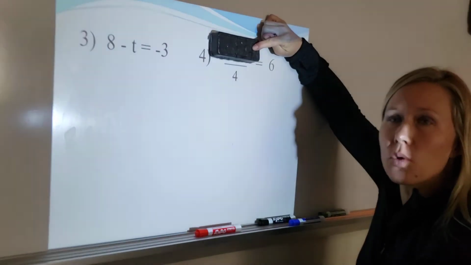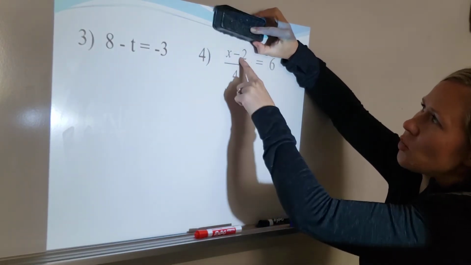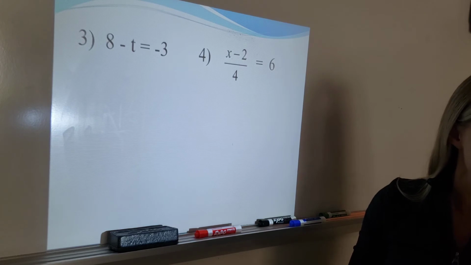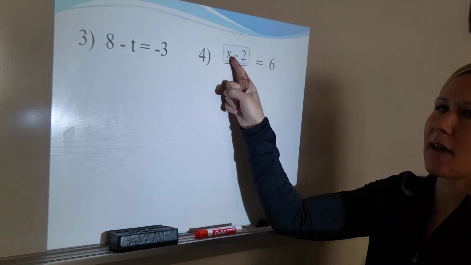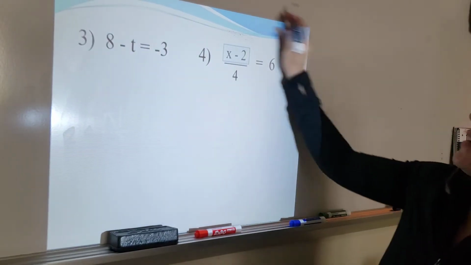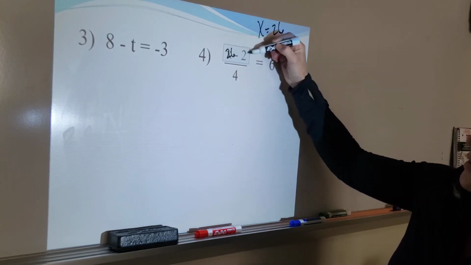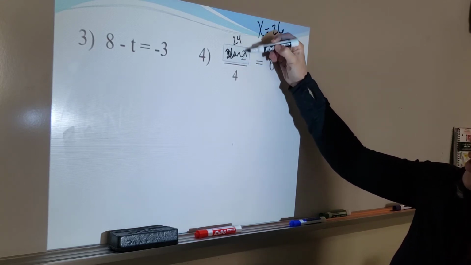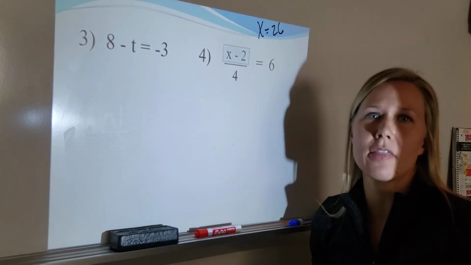Well, I bet you say 24. 24 divided by 4 is 6. Well, that means that this right here has to be 24. So if this right here is 24, what would the x have to be to make it 24? Aha, 26. So right now, I know that x equals 26. If I put a 26 in here, this would become 24. 24 divided by 4 is 6. So just by plugging in that value in for x, I can tell that it's true.